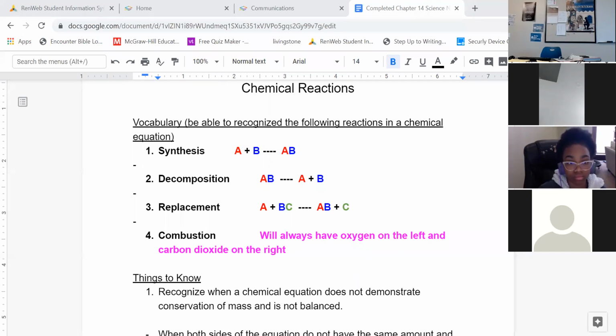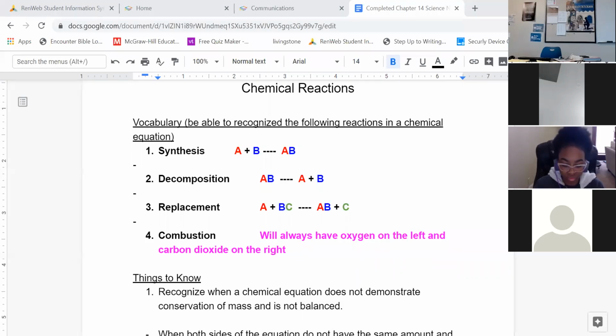All right? A decomposition equation is just the opposite. You'll see one molecule that has two or three different atoms stuck together, and then it goes to, with a little arrow like this, two separate ones. It's called decomposition or separating. All right.